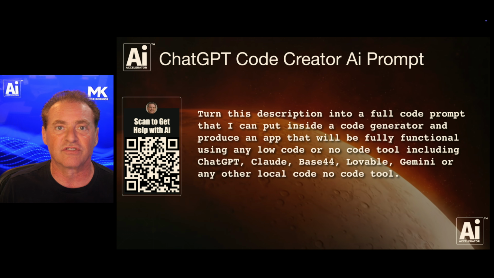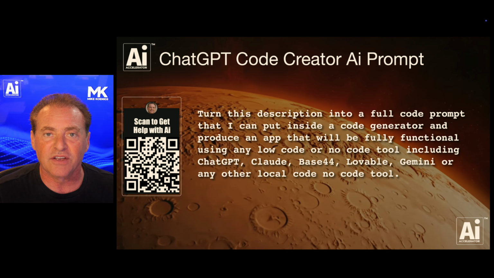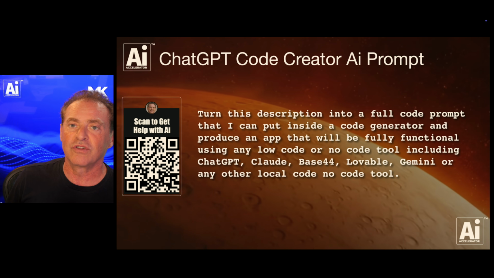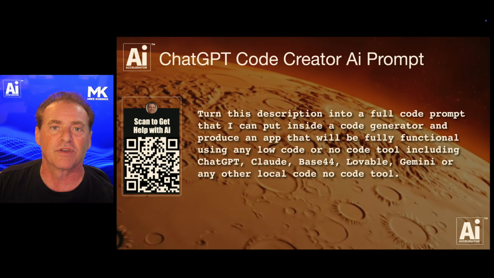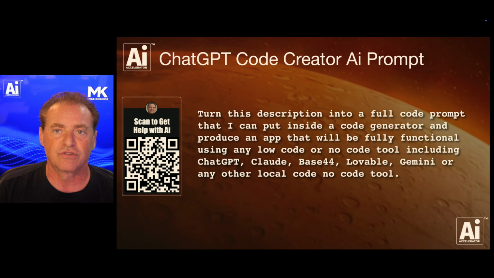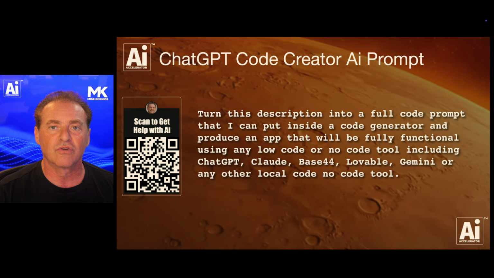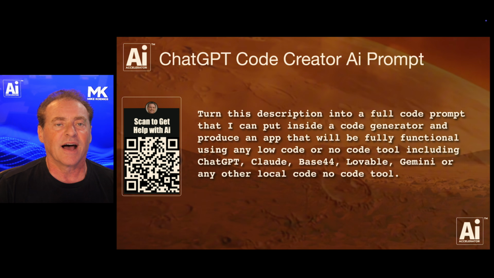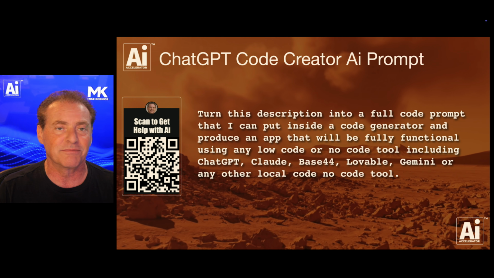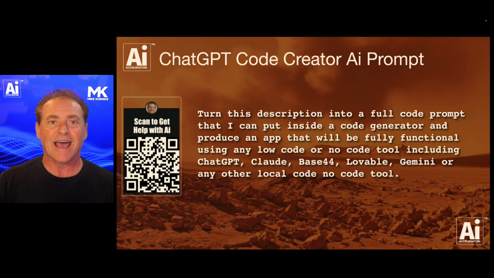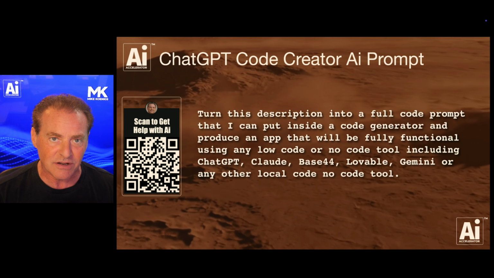And all I started with is a little conversation that began with a description. Look at this prompt. I said, turn this description into a full code prompt that I can put inside a code generator and produce an app that will be fully functional using any low-code or no-code tool, including ChatGPT, Claude, Base44, Lovable, Gemini, or any other low-code, no-code tool. Now, I speak my prompts. You'll notice that it might not be perfectly grammatically correct. It doesn't matter. Context is the only thing that matters. Accuracy doesn't matter. Spelling doesn't matter. None of these things care because they understand language and patterns.